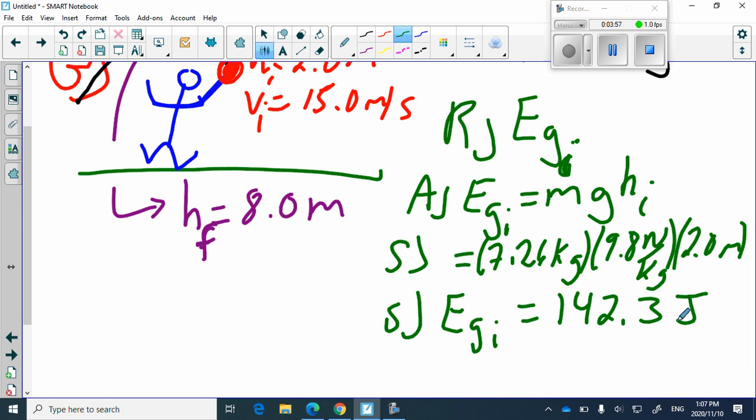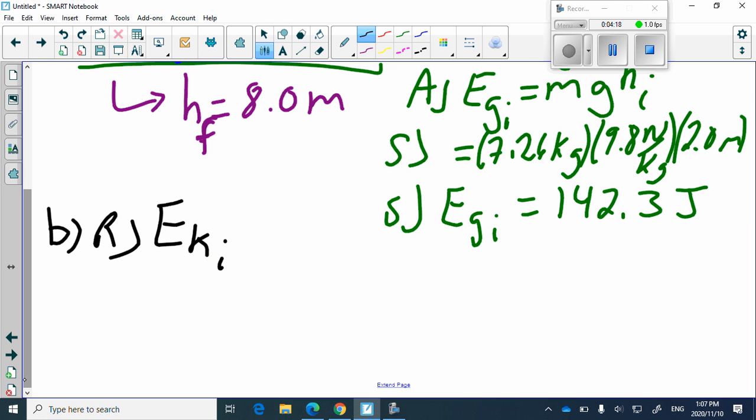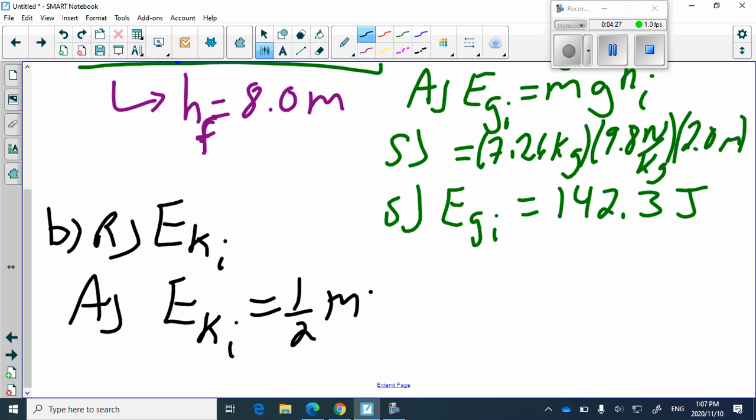In part B here, the required, they want us to find the kinetic energy as the ball, the shot, leaves the hand. So we want to find the kinetic energy. Look here, initial, right? It's still the initial situation as it leaves the hand. So analysis, kinetic energy initial is equal to half the mass of the object times its speed initial squared. That's the equation. I hope you remember that. Notice it's speed squared, not velocity squared. This is all scalar. Okay?